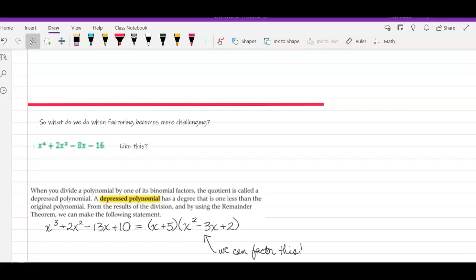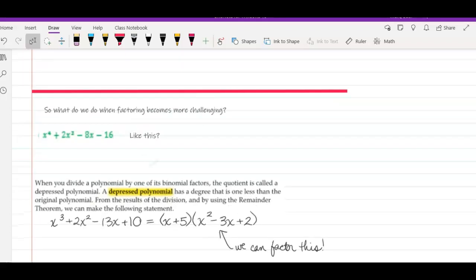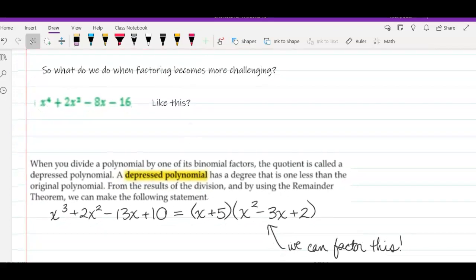Kind of like we did in Unit 3 when we took those quadratic polynomials. We factored them into two linear binomials and set each linear factor equal to 0 to solve. So now we're going to have higher degree polynomials, and factoring is going to become more and more challenging and difficult. For example, x to the fourth plus 2x squared minus 8x minus 16. Even factoring that by grouping isn't quite going to be enough at this point.